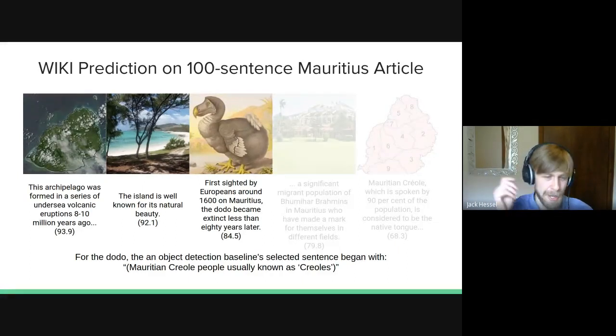In parentheticals, we have the cosine similarity multiplied by 100. So this is a measure of confidence. And we're doing pretty well, right? We get an image of an island and we get archipelago, we get a beach and we get natural beauty. And indeed, we do match up the dodo with a sentence about the dodo, despite the fact that only 2 sentences in this article mention the dodo. So for high confidence predictions, we're often doing quite well.